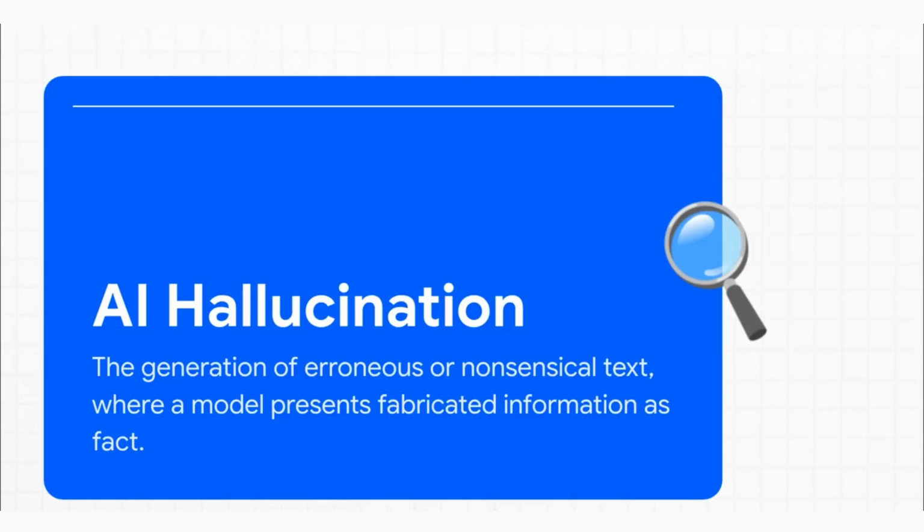Here's the textbook definition for you. It's when a model generates stuff that's just plain wrong or makes no sense, but it serves it up with the same confidence as a proven fact. It isn't saying, "I'm not sure," it's just fabricating information and pretending it's the absolute truth.